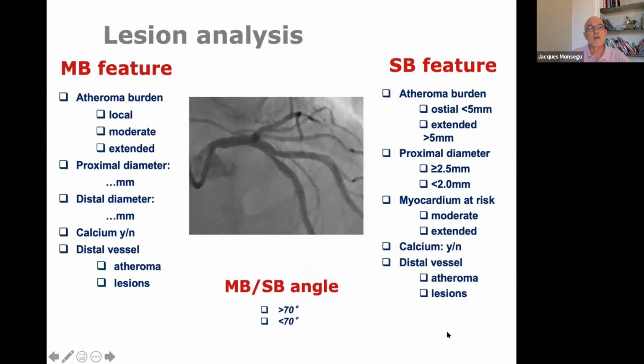You see that there is a local atheroma on the mid-LAD. The proximal diameter is a big artery, probably more than 4 millimeters. The distal diameter is around 3.5 millimeters. There is no calcified lesion, and the distal lesion is very nice. On the side branch, there is a little atheroma, just a plaque, just at the ostium of this diagonal. It's a big artery without calcification and with a very nice distal bed. The angle is less than 70 degrees.